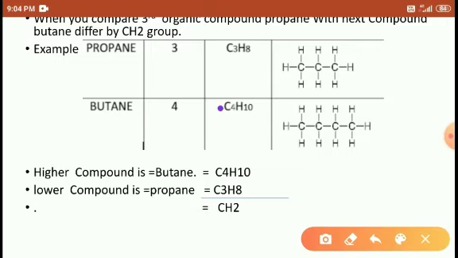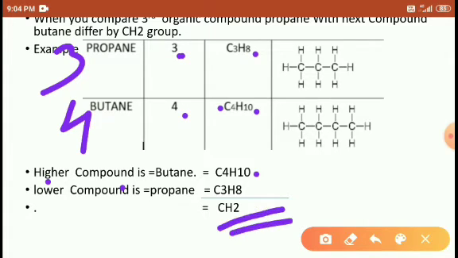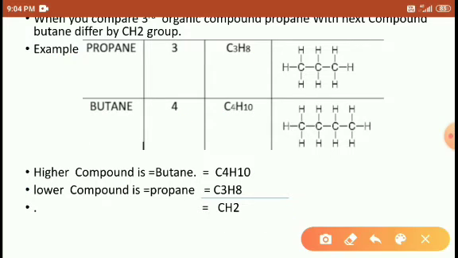The third organic compound is propane and the next higher is butane. Third organic compound has 3 carbon, here 4 carbon. We are using the higher compound butane, subtract the C3H8, then you get a CH2 group. Students, understood? Or you may do it like this.